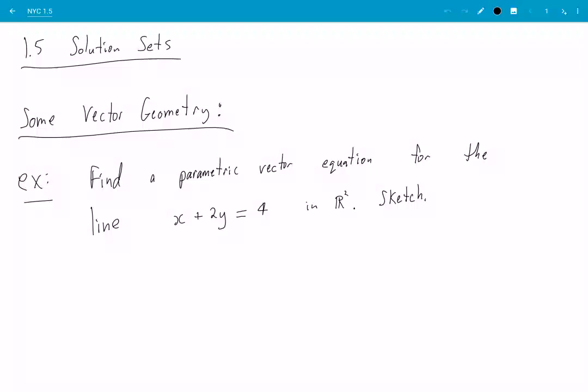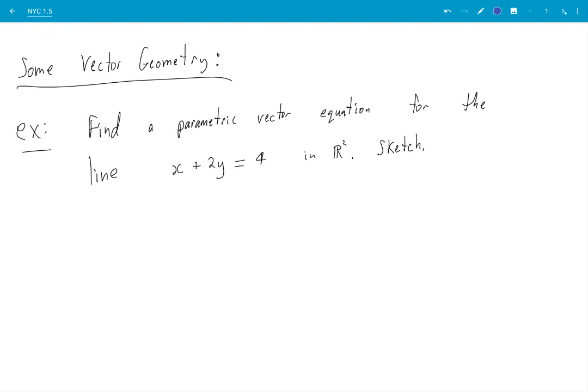In this chapter, we will start interpreting our solution sets graphically. So we should start by talking about some geometry. We'll start with a familiar looking equation of a line and come up with a maybe not so familiar equation that is equivalent. So here we have the parametric vector equation, something of the form x vector is u vector plus t v. Anyways, we'll get to that.